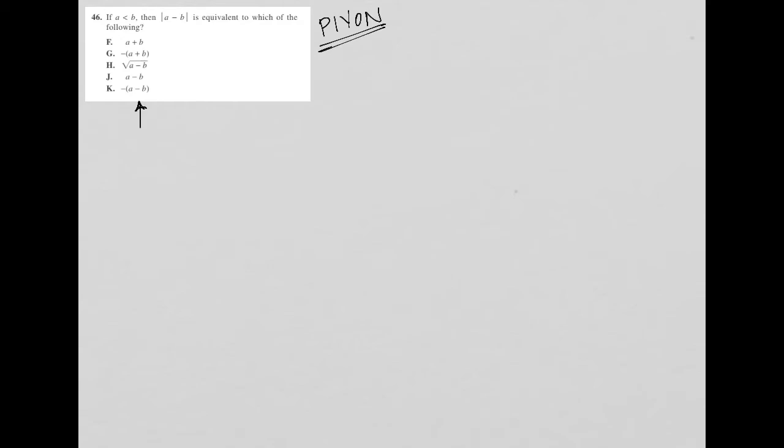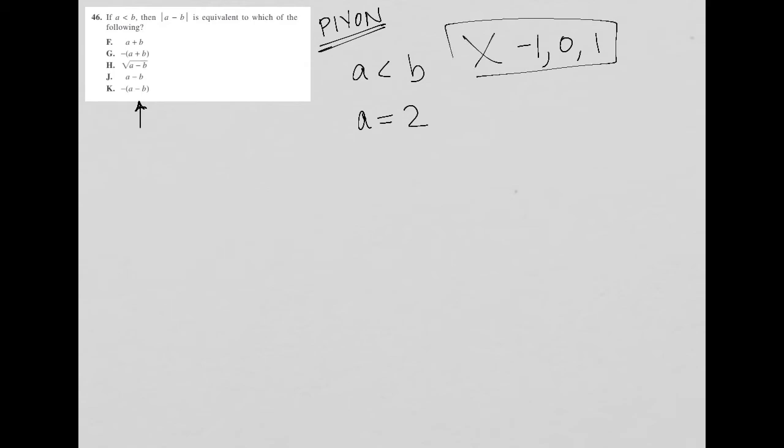which of the following? So what I like to do here is say, okay, if you're telling me A is less than B, I'm going to say A is 2 because I like to use that number, right? I don't suggest you ever use -1, 0, or 1 when you're plugging in your own number. So don't use those values. So I'm going to say A is 2, and then I'm going to say B is, let's make it 5.